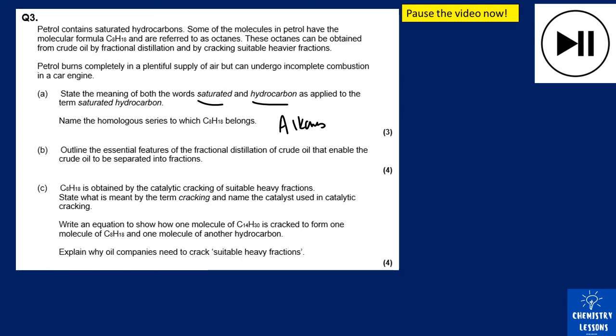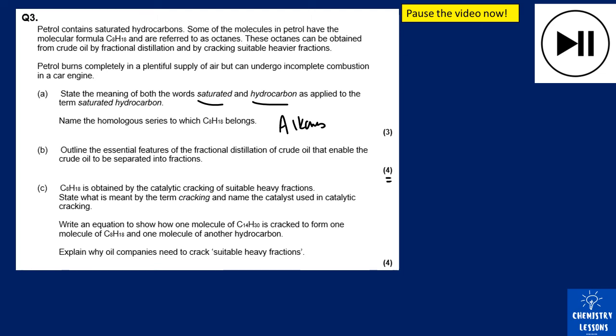Okay then, B. So outline the essential features of the fractional distillation of crude oil that enable crude oil to be separated into fractions. Now, 4 marks here. So the first thing I'm going to point out is that different fractions or different hydrocarbons of different lengths have different boiling points. There's my first mark. And the boiling point depends on the size or the molecular mass of the molecules. The bigger molecules have higher boiling points because they have more or stronger van der Waals forces.